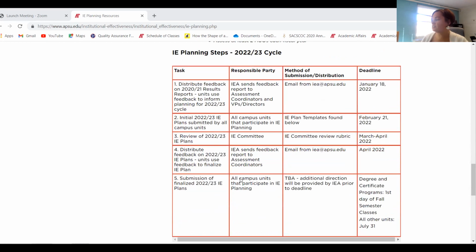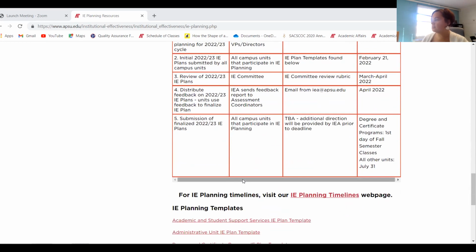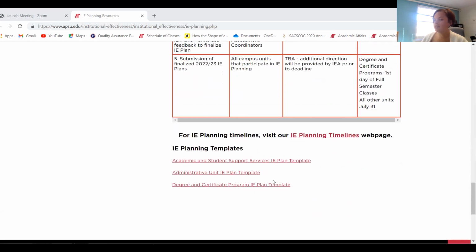And then we'll talk more about this timeline today, but it is on there. And then at the bottom of the IE resources page, you can find these links to the new IE planning templates that we're going to be asking you to use to submit your plans for next year, for 22-23. And those are due much earlier than normal. So that's one of the reasons we're doing that today. Your 22-23 plan is due by February 21st of this year, of 2022.